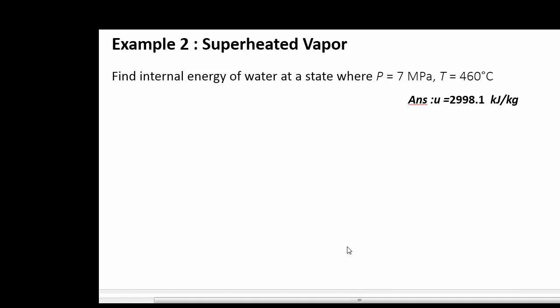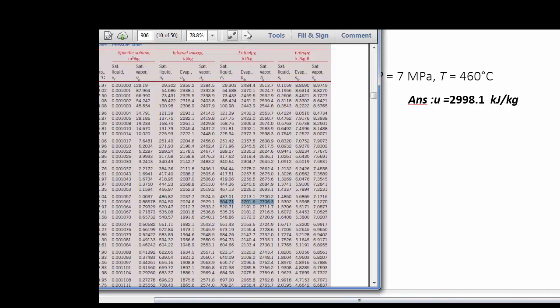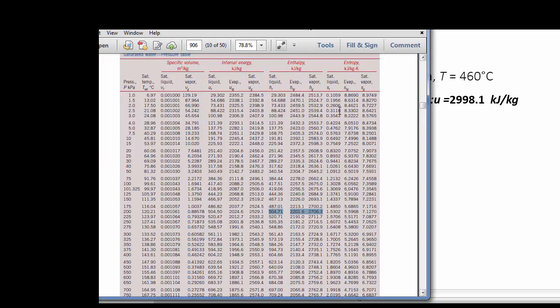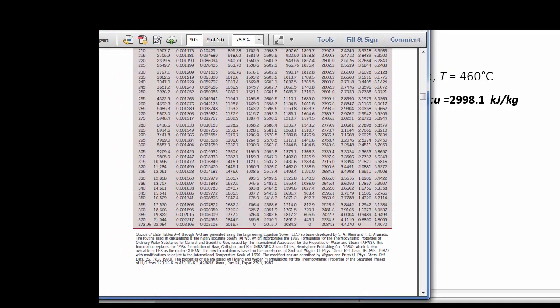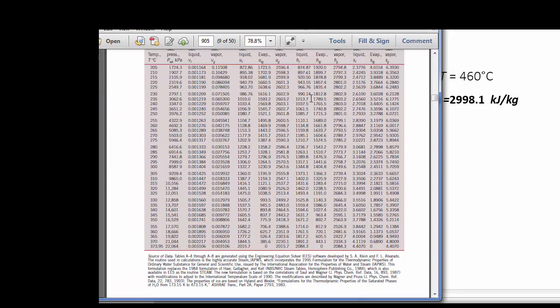So now let us try to solve the way to find the properties if the state is superheated vapor, which is our example 2. The question says find the internal energy, U, of the water at a state where the pressure and the temperature are given. Before, assume we don't know the state. So let us go to table A4 or A5. I prefer F5 here since the digits are more approachable.